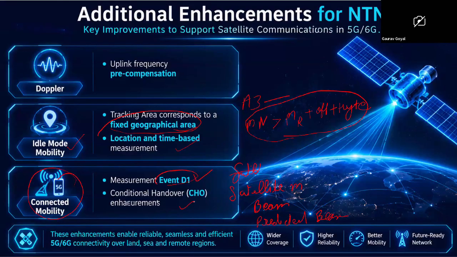Instead of waiting until the beam edge, the network prepares the target beam in advance. The UE stores the handover command. This is the most important thing: the UE stores the handover command. So when predefined conditions are met, the UE executes the handover immediately. This reduces handover interruption time, rescheduling failure, and service interruptions. Let's see how it works.